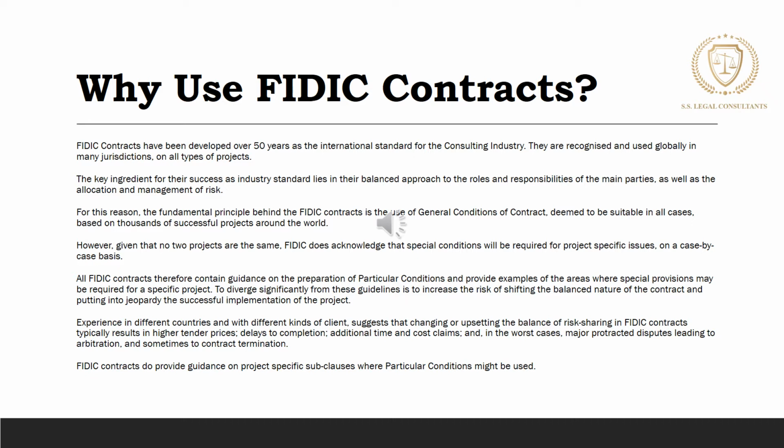So there are different categories of the books that have been used in FIDIC. Let's go through it.